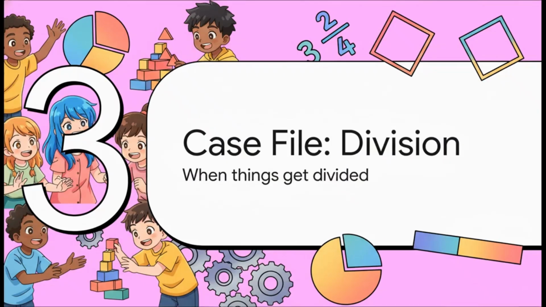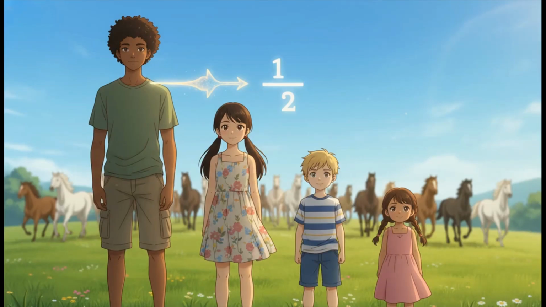Let's keep going and open our next case file. This one's all about division dilemmas. You know, when you have to split things up, which usually brings in fractions or ratios. Okay, check this out. A man has 4 children and 48 horses. He divides them up so that each child gets half as many horses as the next older child. That last phrase, that's our master clue. Everything else is going to flow from that single piece of information.